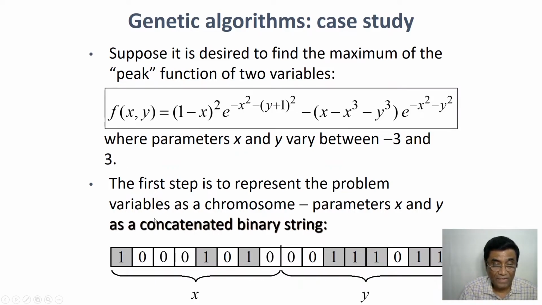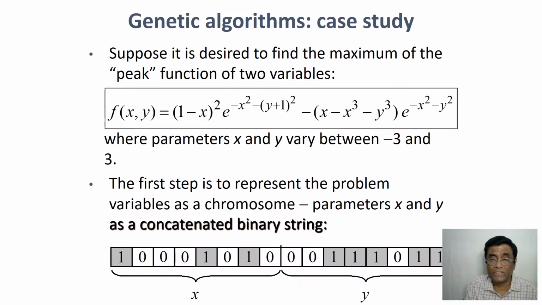So you are encoding, so 1, 2, 3, 4, 5, 6, 7, 8. So you decided that two 8-bit chromosomes, one for x, another for y, I will take. So this is what the chromosome may look like. So encoding is very, very important, you know. Encoding is very, very important. So this one case study will do how to encode a particular problem.